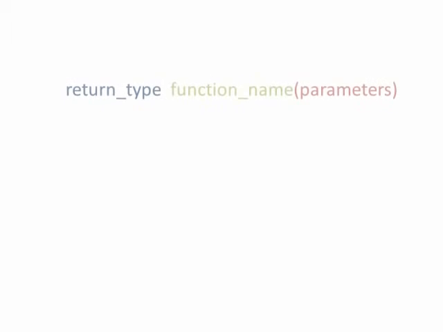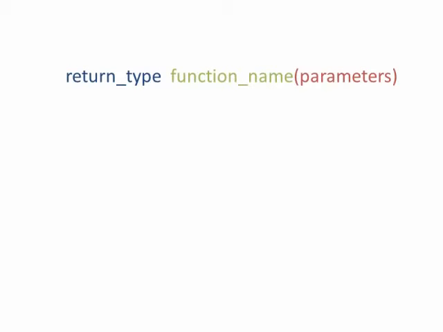Here is the basic structure of functions in the C language. First of all, write the return type, space, and then the function name, and then parameters in the small brackets, and then in curly braces you have to write the instructions. For example, I have written instruction 1, instruction 2, and so on.